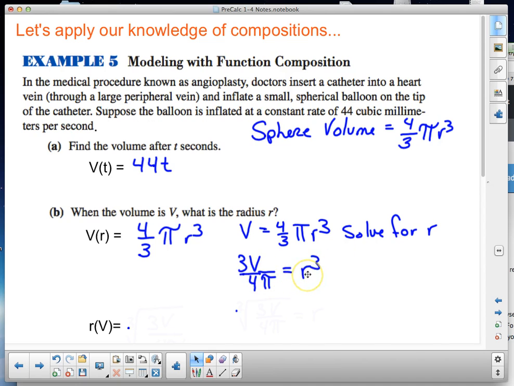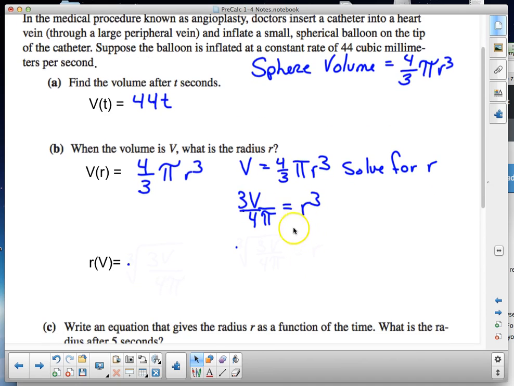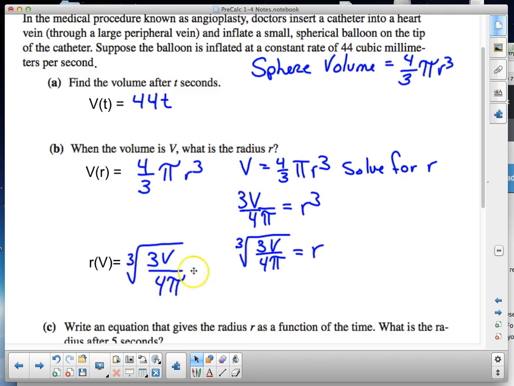And this is equal to r cubed. Now I've got to take the cubic root. Okay? So r is equal to the cubic root of 3v all over 4 pi. So now r in terms of v, with respect to v, is the cubic root of 3v over 4 pi.